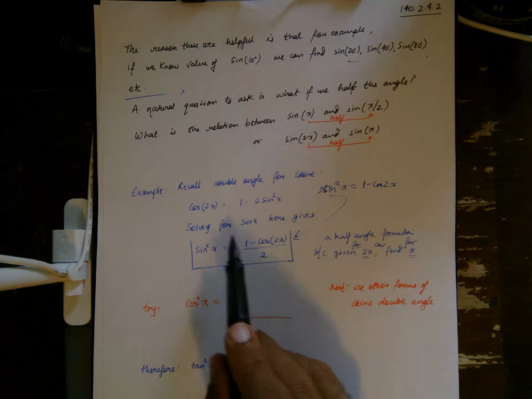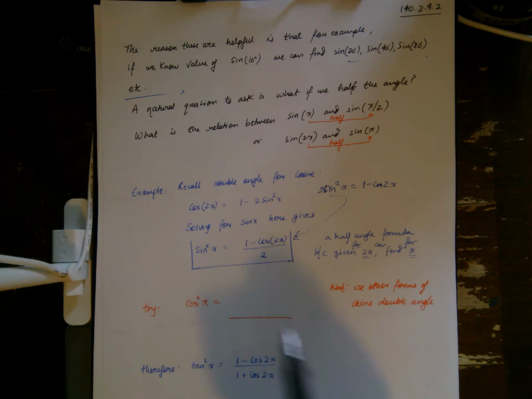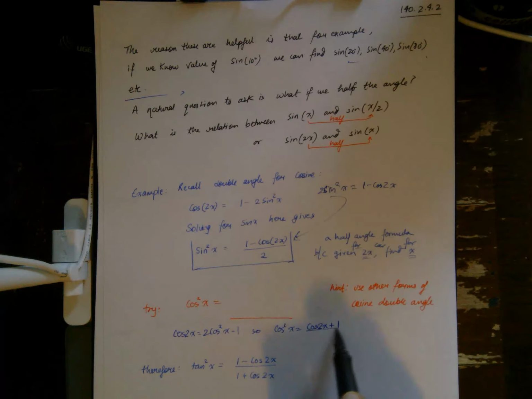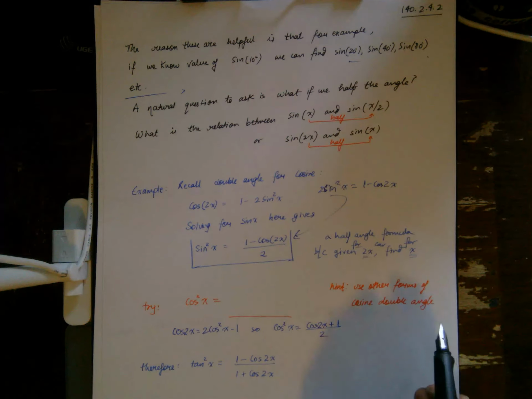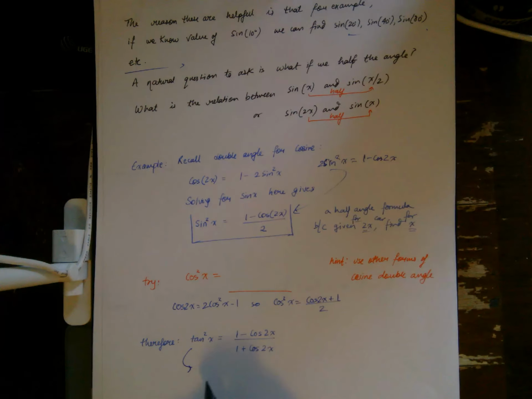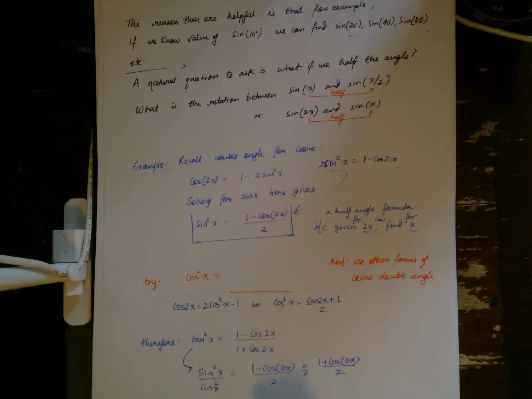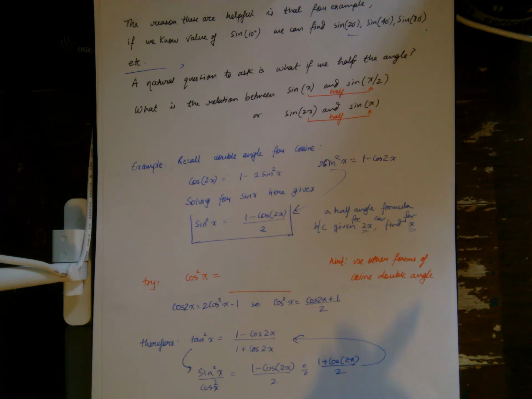In the same vein, to write cosine squared, use the other one. Use cosine 2x is 2 cosine squared x minus 1. So cosine squared x is (cosine 2x plus 1) over 2. And therefore, what's tan squared x? Tan squared x is sine squared x over cosine squared x, which is (1 minus cosine 2x) over 2 divided by (1 plus cosine 2x) over 2, which if you simplify, the 2's cancel out and you get this ratio.